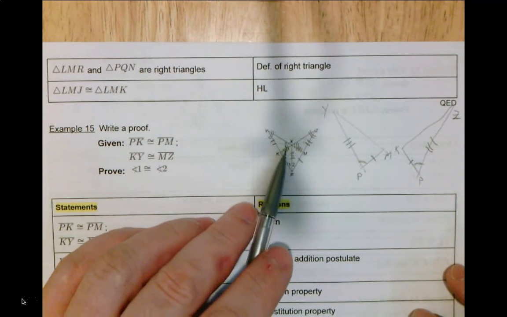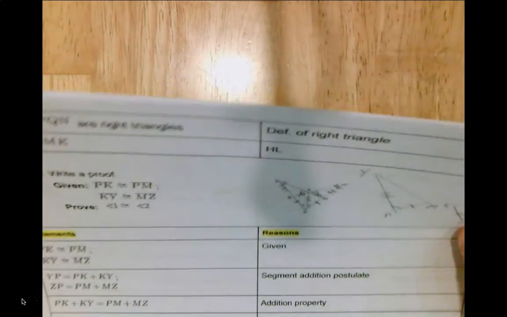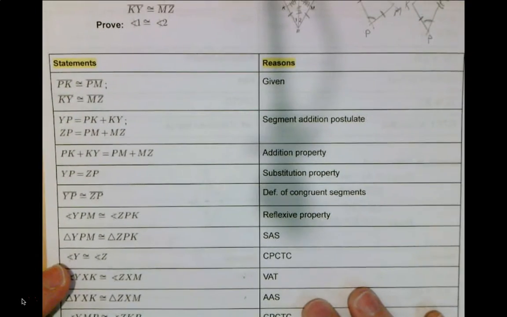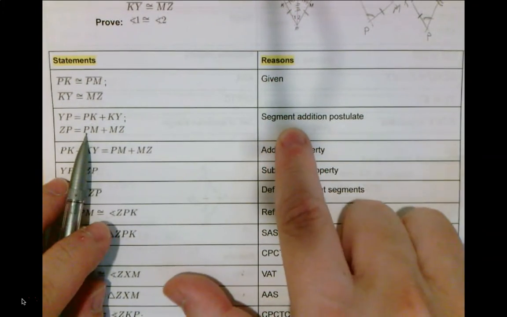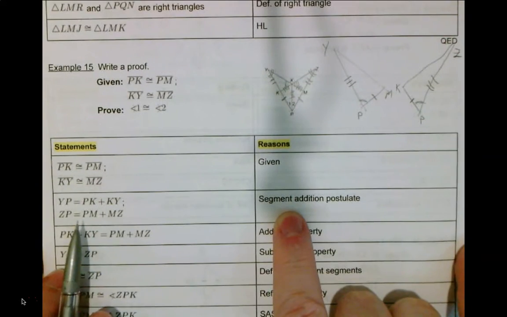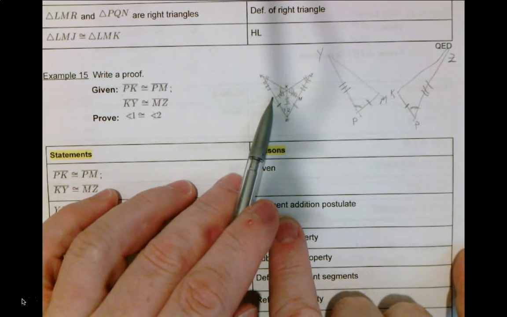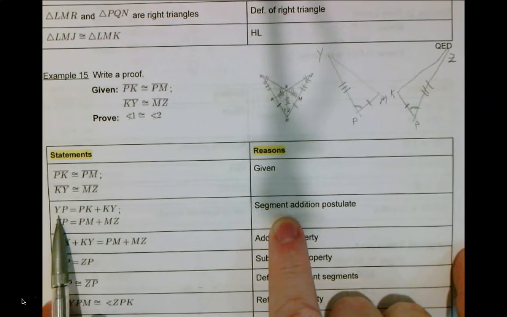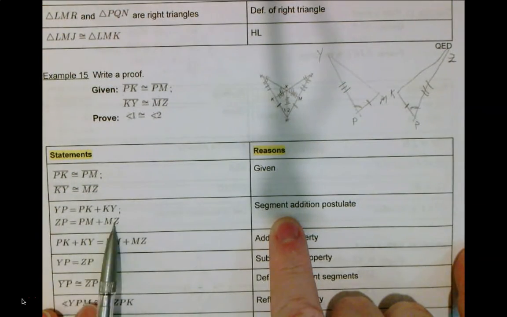I'm not going to mark it. That would be 4 arcs. Rest is writing it out. Rewrite the given information. That segment addition postulate stuff that we talked about early on. PK plus YK is equal to YP. PM plus MZ is equal to ZP here.